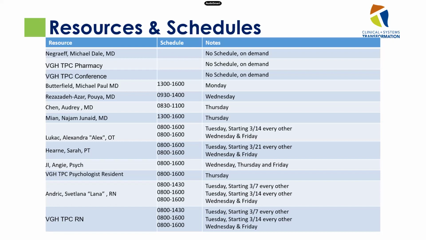I have Lana that has 8 to 2:30 on Tuesdays, starting in 3/7, and then 8 to 4 on Tuesdays, starting on 3/14 every other. And then I have an 8 to 4, but that should be Wednesday and Thursday for her. Yes, that's correct. Should be Thursday.